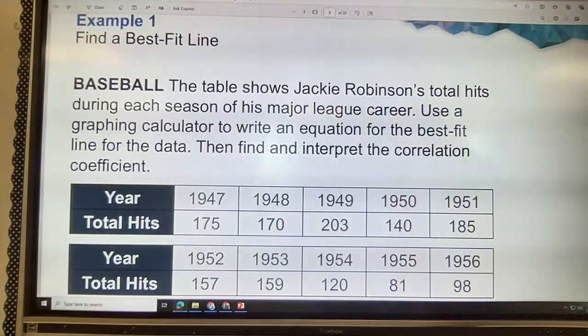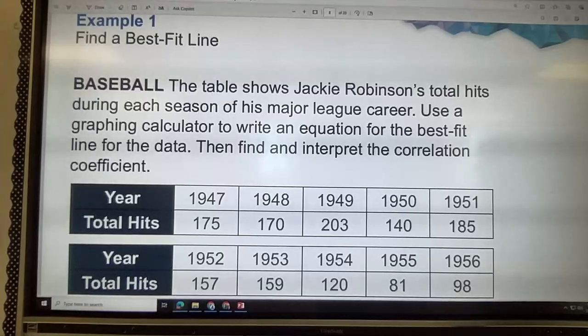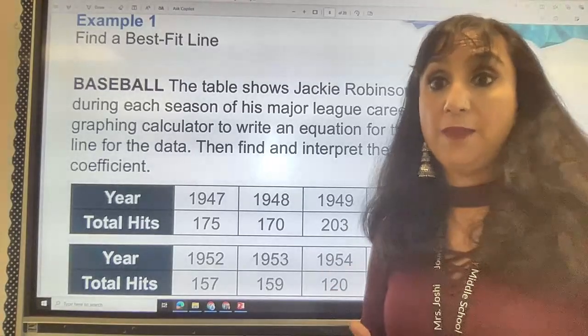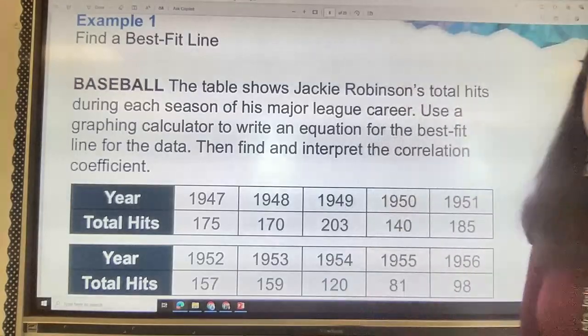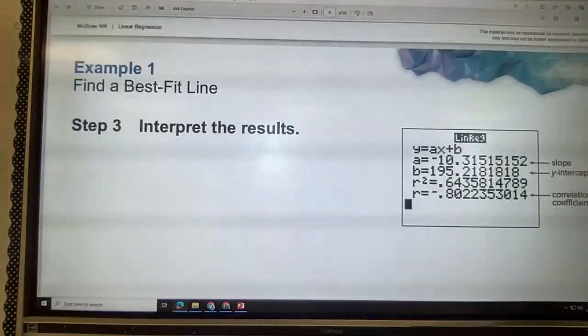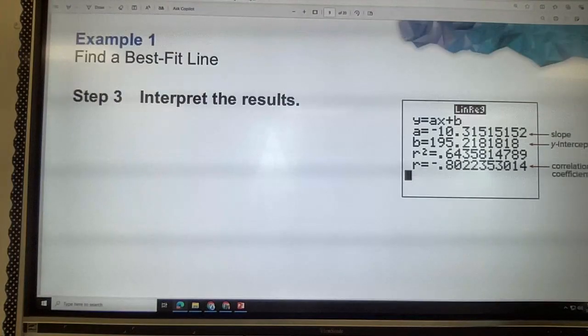Before I do that, you want to make sure that your diagnostic setting is on, and you can find this under the catalog menu. When you press D and then scroll down, you will have to click diagnostic on and enter in your graphing calculator. Okay, but let's see what comes up when you are putting all those values in.